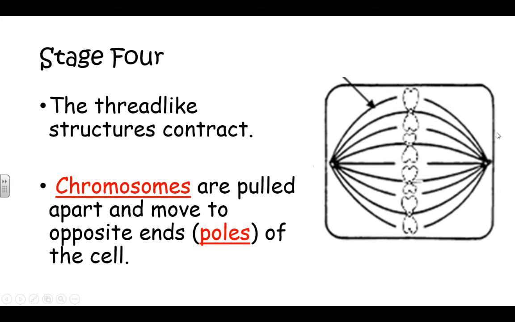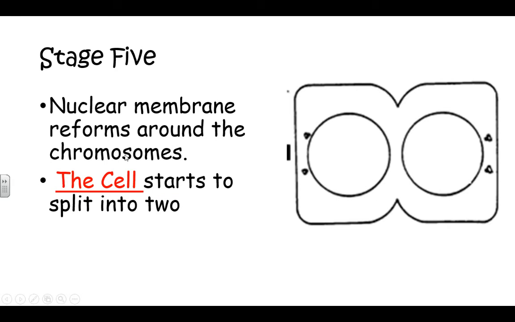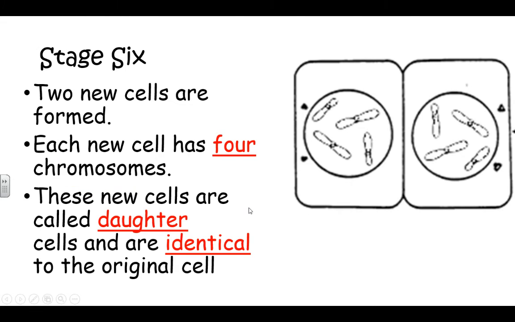And that means each pole, each side of this nucleus will have a full set of the 46 chromosomes. A nuclear membrane will then reform around the chromosomes, and the cell itself goes through cell division, so it starts to split into two. Two new cells are formed, each have 4 chromosomes in them.